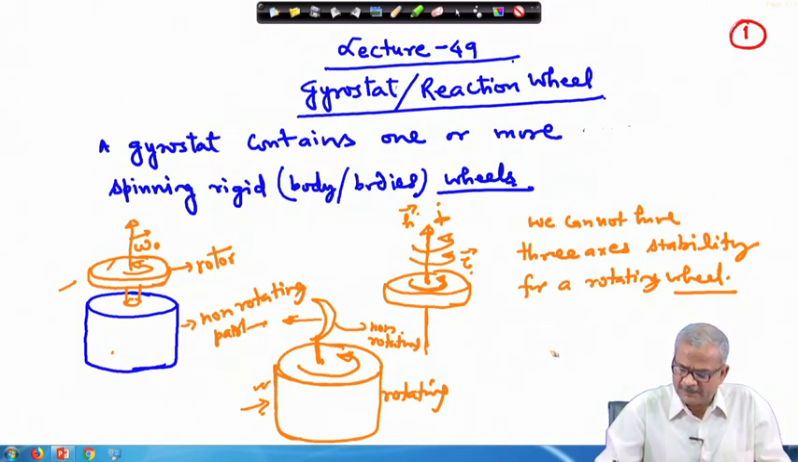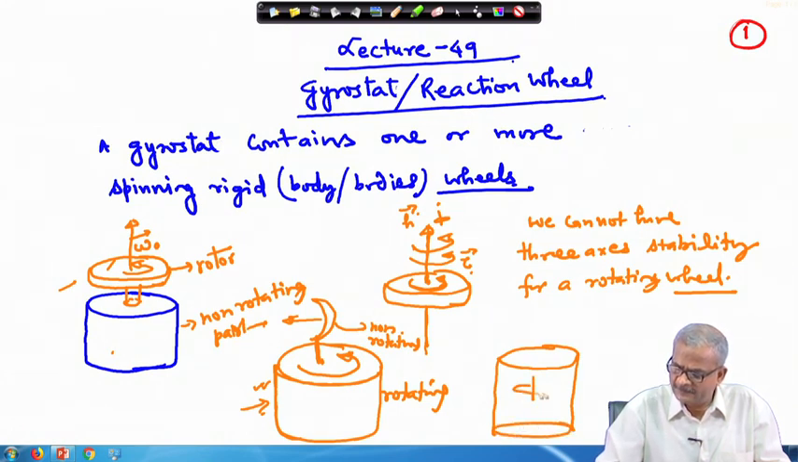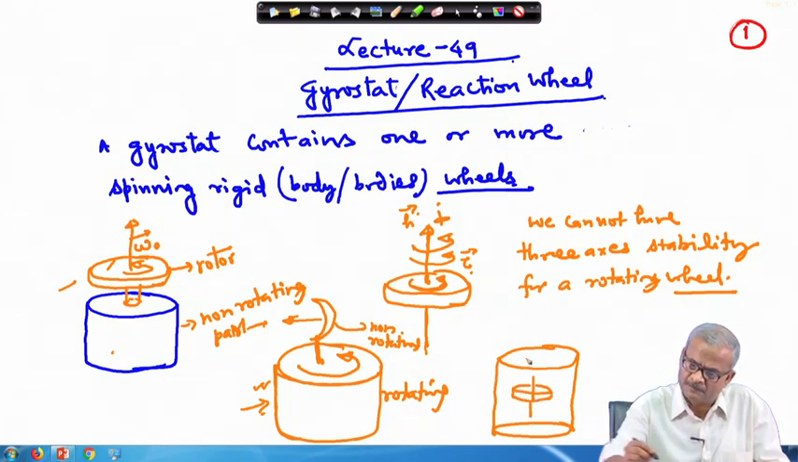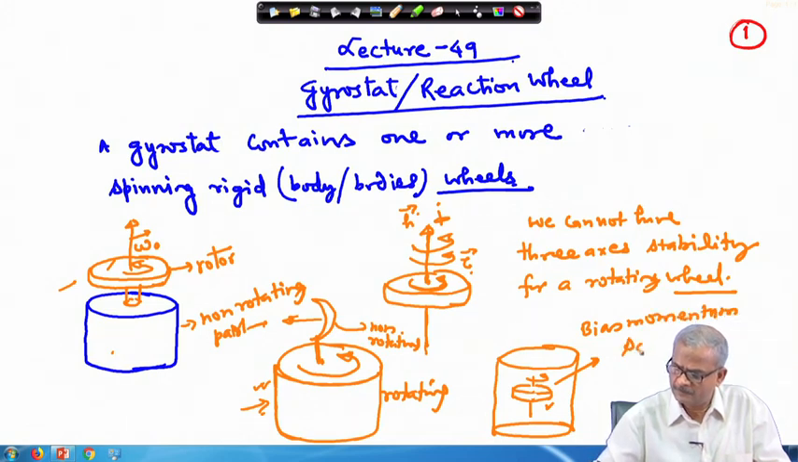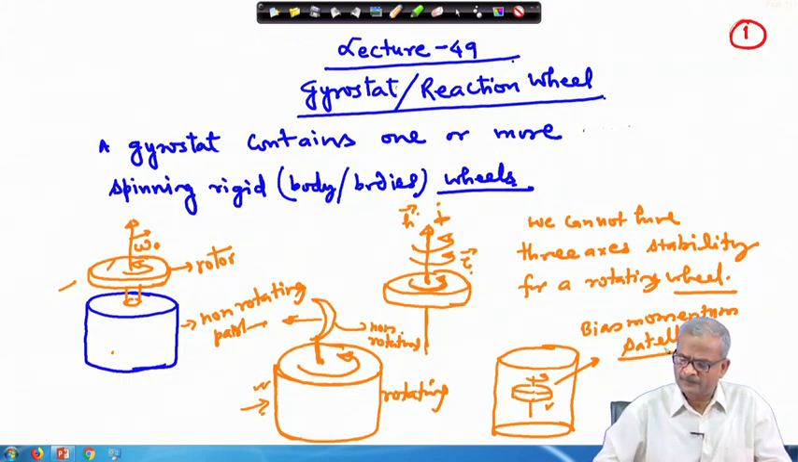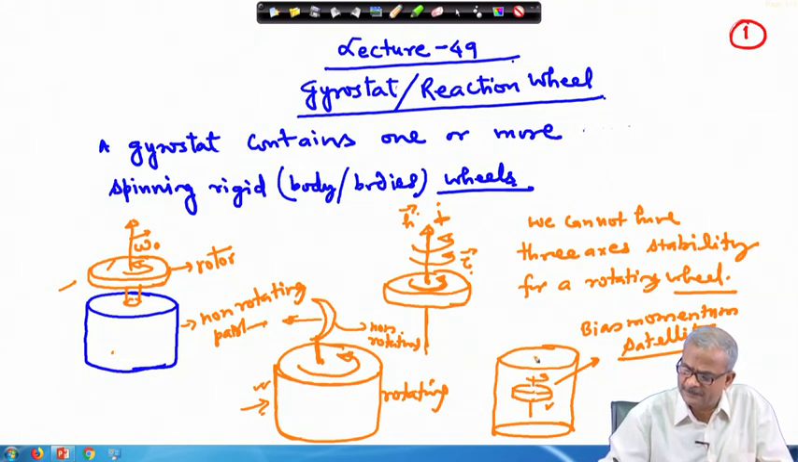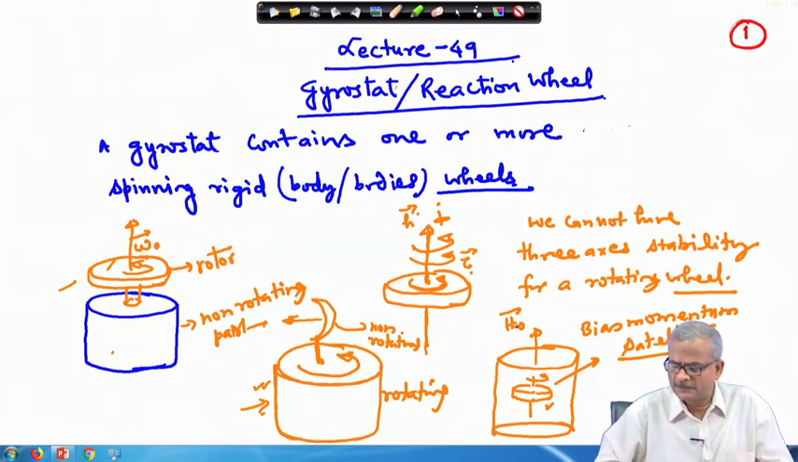Another configuration we can have is a satellite with a wheel inside it, and this wheel is rotating. This kind of configuration, with the wheel inside the system, is often called the bias momentum satellite. A bias momentum means a permanent H0 is given along a certain direction, and by rotating this wheel you are able to change the orientation of the main body.